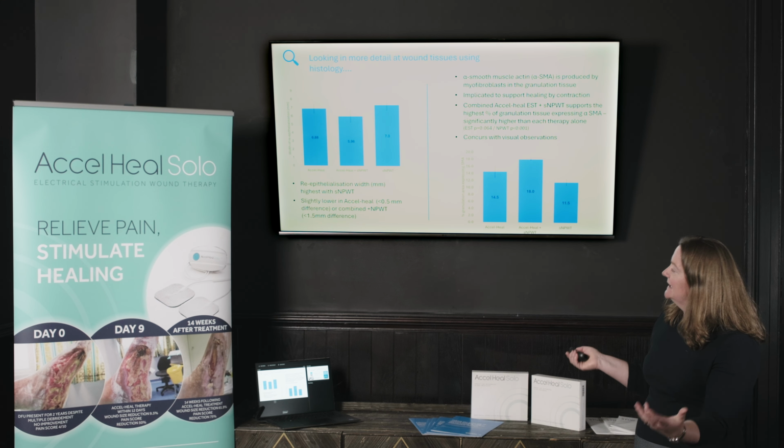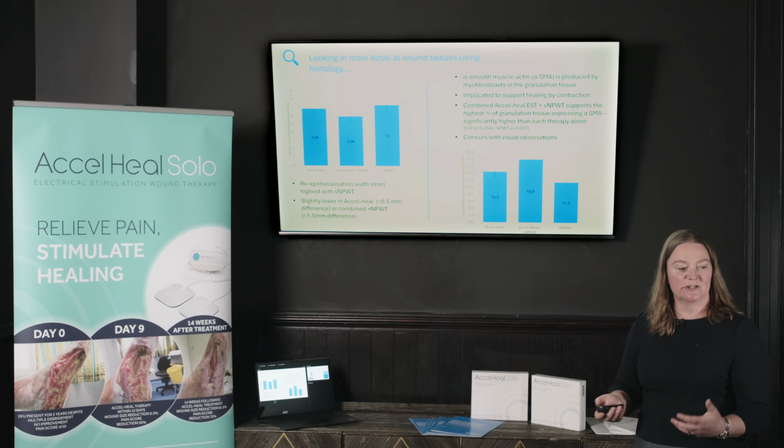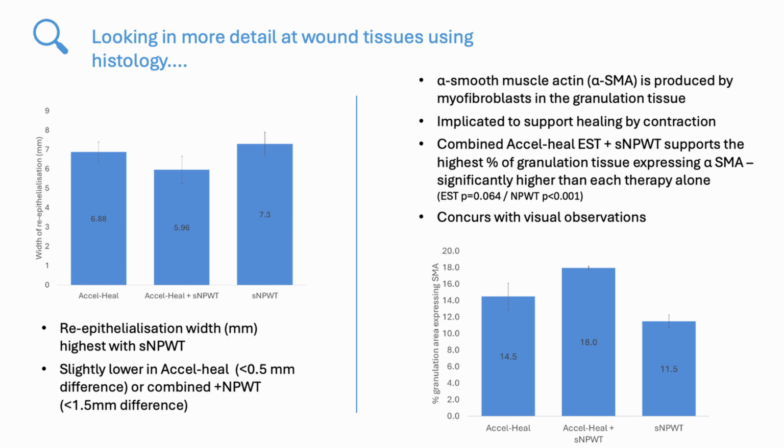And this is a little more detail in terms of the histology, but it does concur with the data we just talked about: a higher reepithelialisation rate with PICA, but a higher contraction as shown by alpha smooth muscle actin with Axel heel. And when you combine the two, you get the optimal benefits of both technologies.